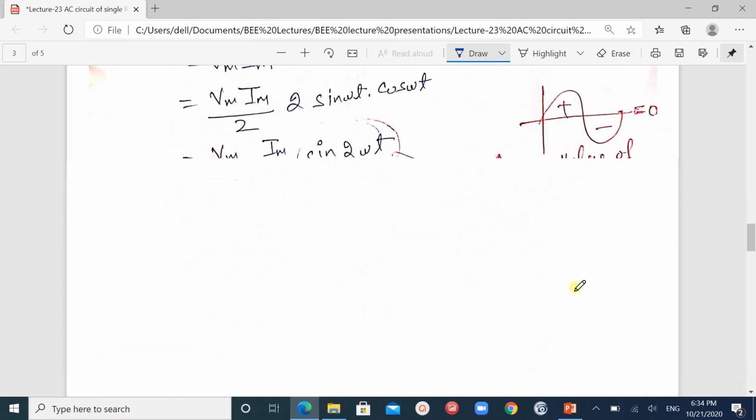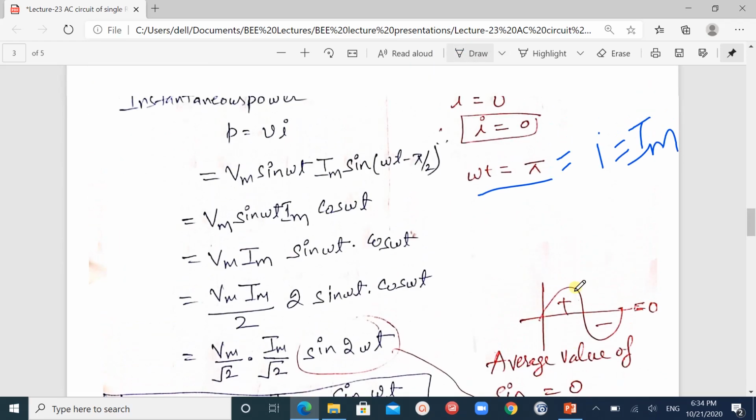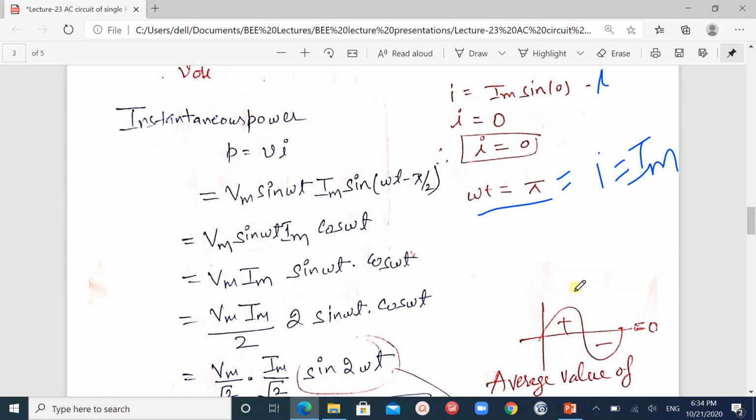Same way we find out the instantaneous power. Instantaneous power is equals to P is equals to Vi. We put the values of V and I. It is Vm sine omega t into Im sine omega t minus pi by 2. It will become Vm sine omega t into Im cos omega t, and we make the constant values outside. It will become Vm into Im sine omega t into cos omega t.